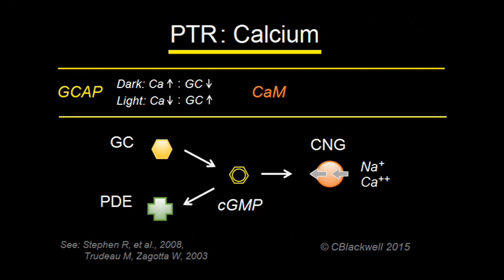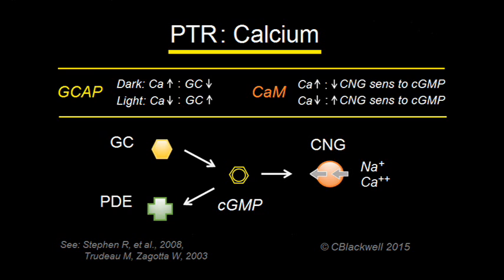Calmodulin, abbreviated CAM, is another regulating protein. It is attached to the CNG channel. When calcium level is high, it reduces the sensitivity of the CNG channel to cyclic GMP, leaving the channel less open than it would otherwise be. When calcium is low, it allows for increased sensitivity of the CNG channel to cyclic GMP, allowing more ions to pass.